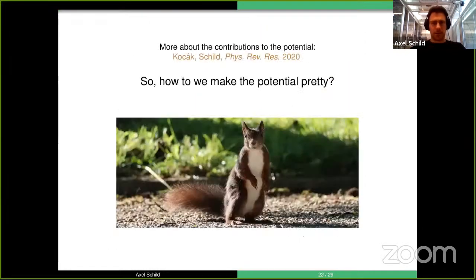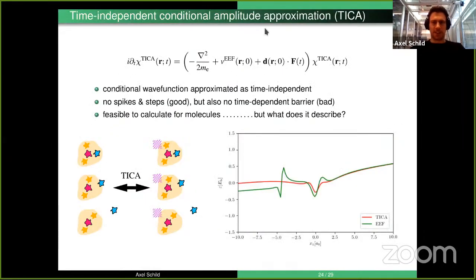Now, getting rid of these spikes and steps is actually easy. So we can make the potential pretty. We can do this by using what we call the time-independent conditional amplitude approximation. The approximation is just that we're not having any time dependence in our exact electron factorization potential. The only time dependence is in the laser field. And we also do not assume that the dipole, or some kind of effective dipole, is time dependent.